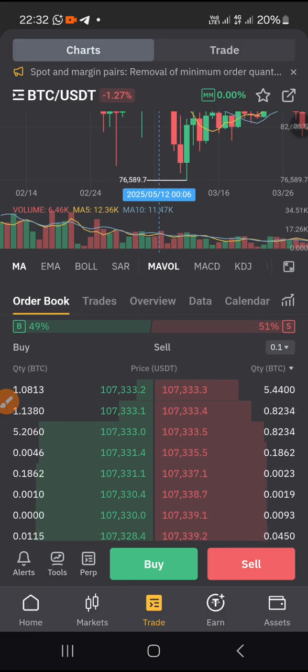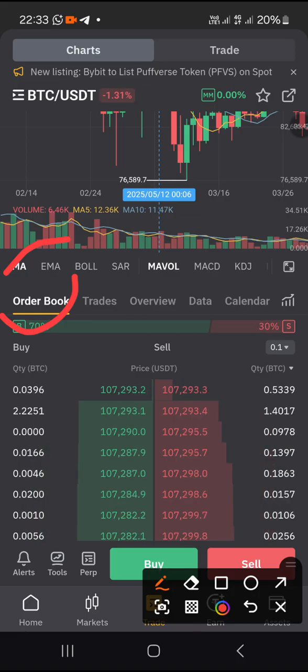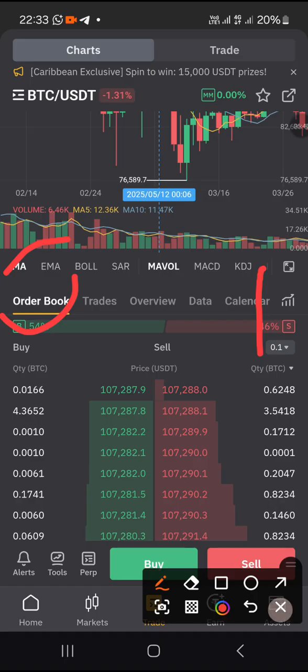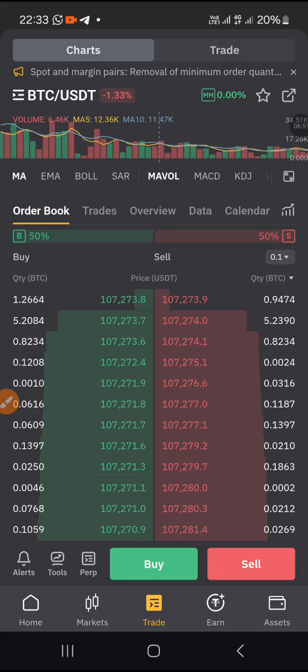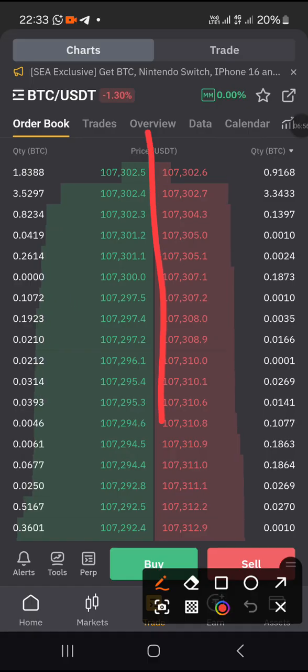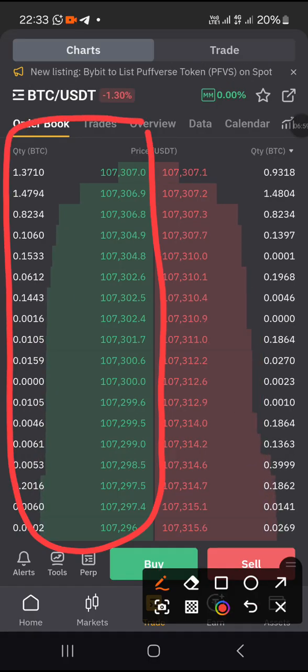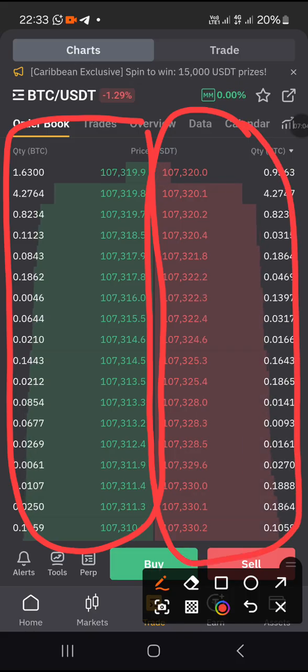So let's look at this order book. This order book shows you the number of people that are currently buying and also selling, every second. You can see here, the greener part shows the number of people that have been buying, and the red part shows the number of people that have been selling every second. All right.